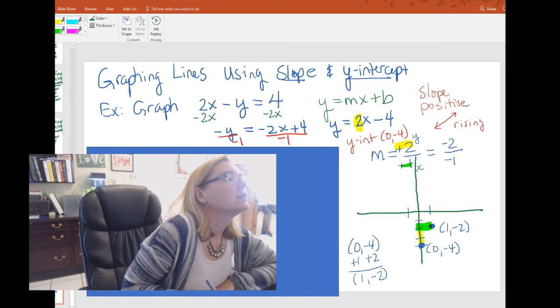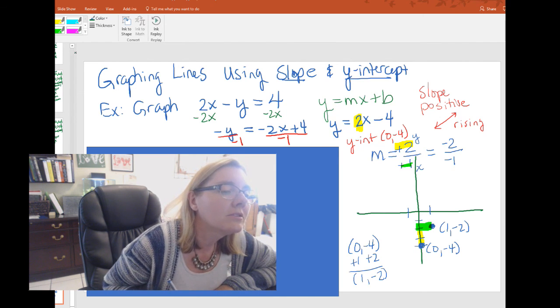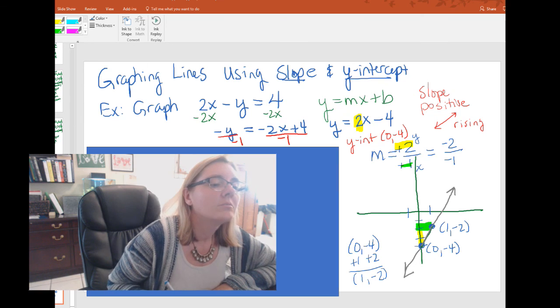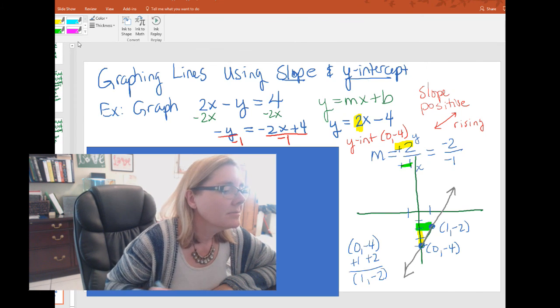Let's see. And now I'm going to connect the dots. Don't forget to draw your line. A lot of times people get all that work done, and then on the test they just don't draw in the line. So remember to draw in your line and put your little arrows on the end, and you're good to go.